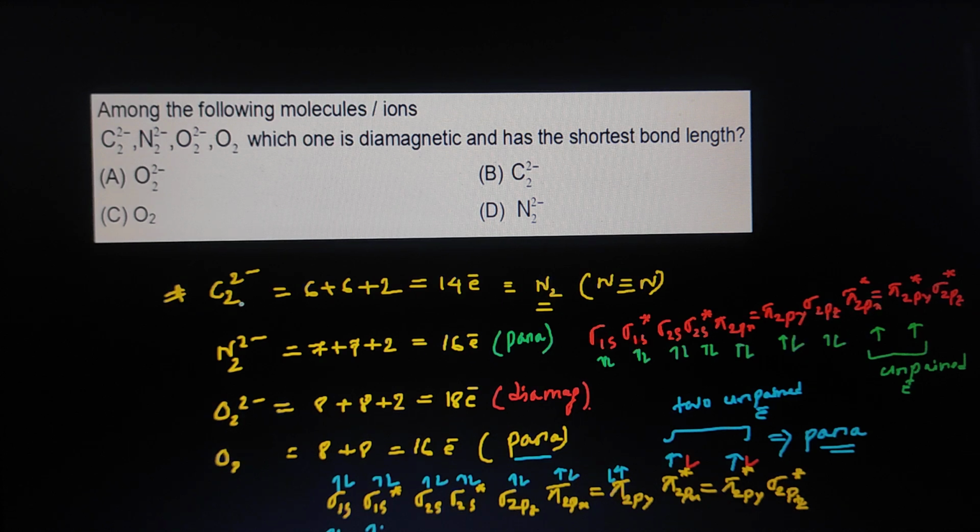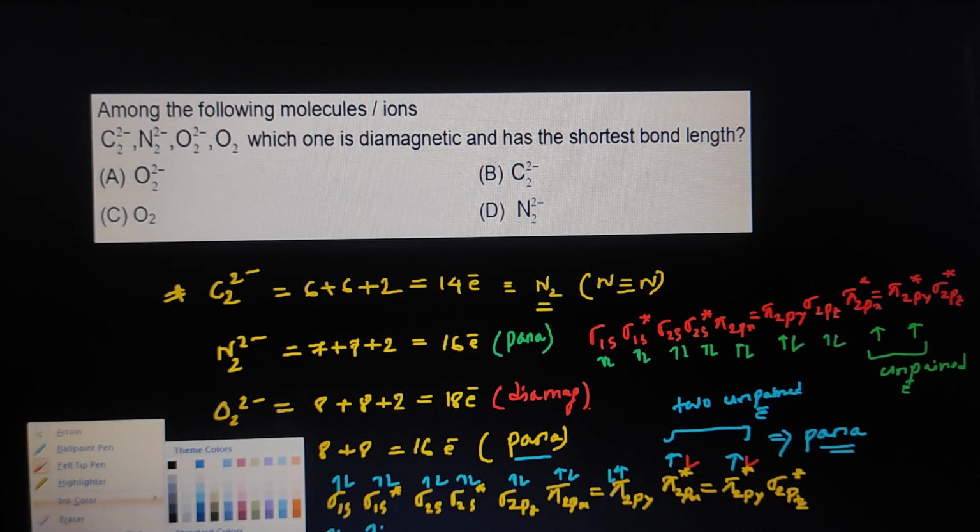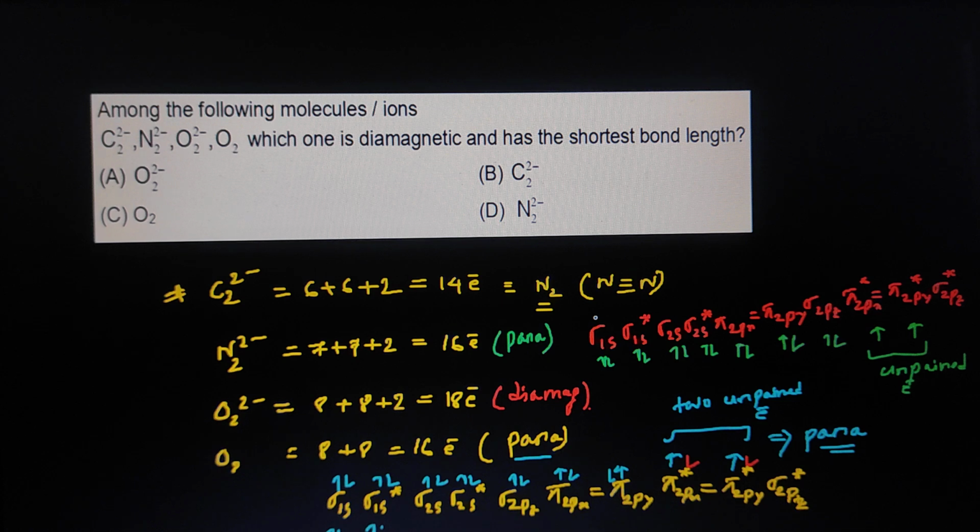Similarly, for C2, 14 electrons can be arranged like this. There are 14 electrons. So 2, 4, 6, 8, 9, 10, 11, 12, 13 and 14. That means paired up electrons. That's why it is diamagnetic.